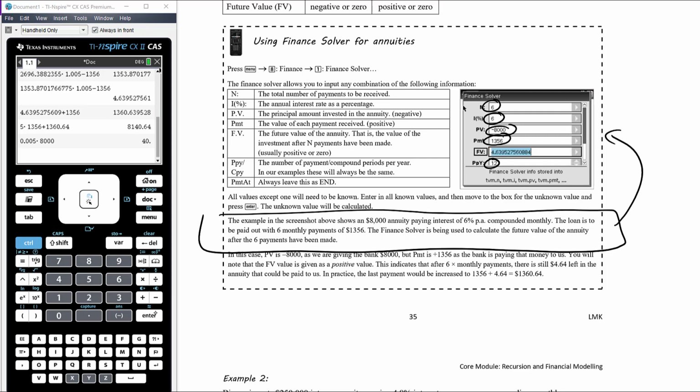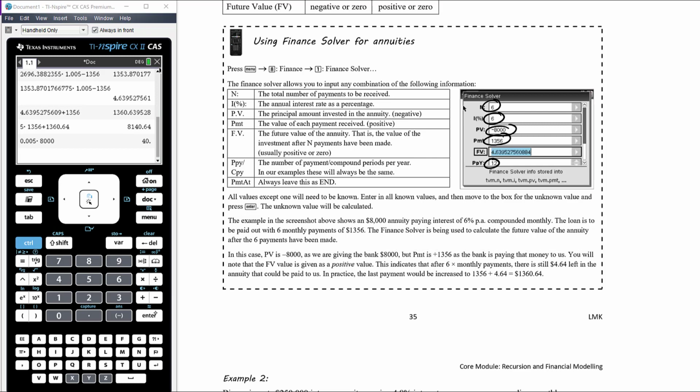So the money is being paid out to me as the individual, the money is coming from the bank to me, so that is going to be positive payments. And when we work out the future value of the annuity after those 6 payments have been made, the value is 4.64. This is the same example, Amy's holiday. We've then got $4.64 left after those 6 repayments, and so we make that adjustment to the final payment. All right, so that's all talked through in that box.